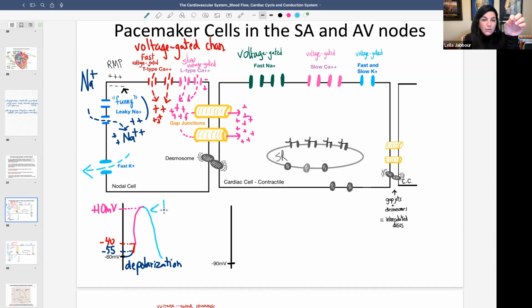So over here, we have potassium channels open. Potassium channels open. So at the peak there, calcium channels have closed. Right here.